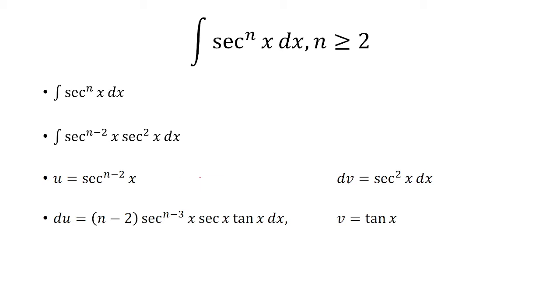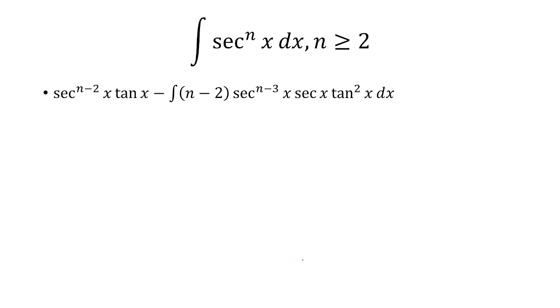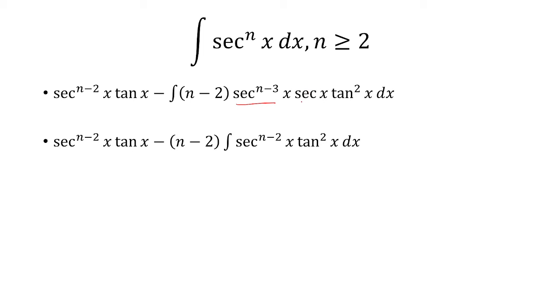So now we just do u times v minus integral v du. And so we get this expression. So now we have to do some work inside the integral. So I can factor out the n minus 2, and secant to the n minus 3 power times secant will just give me secant to the n minus 2 power.